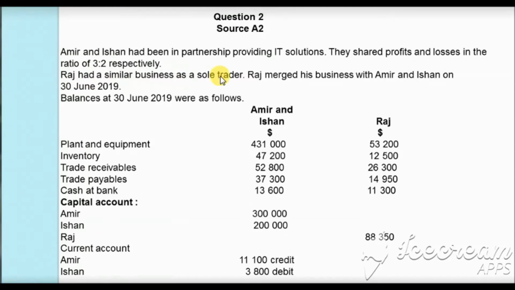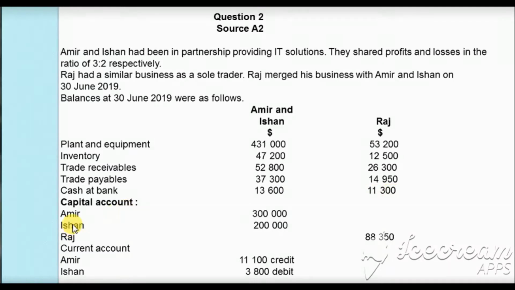Raj had a similar business as a sole trader. Raj merged his business with Amir and Ishan on 30th June 2019. The balances at 30th June 2019 were as follows. For Amir and Ishan, and for Raj: plant and equipment is $431,000 and $53,200. Inventory is $47,200 and $12,500. Trade receivables are $52,800 and $26,300. Trade payables are $37,300 and $14,950. Cash at bank is $13,600 and $11,300.